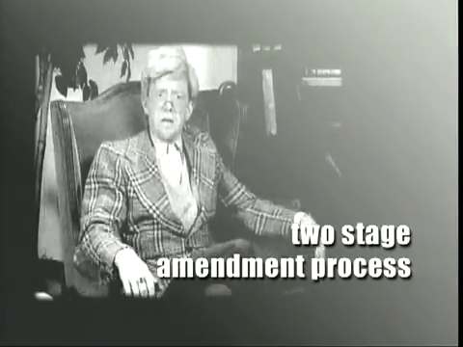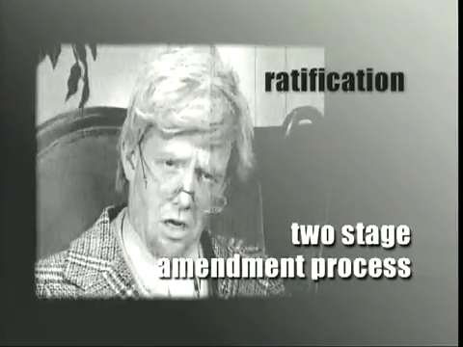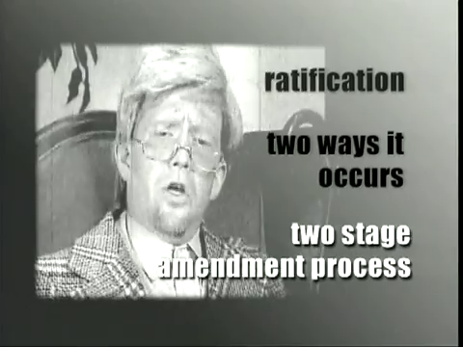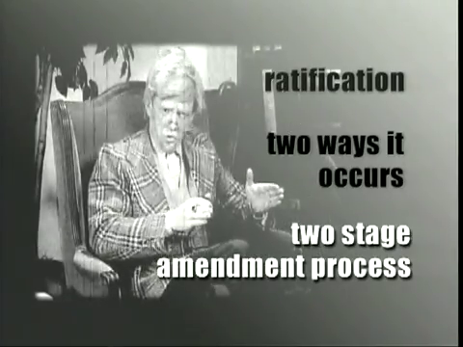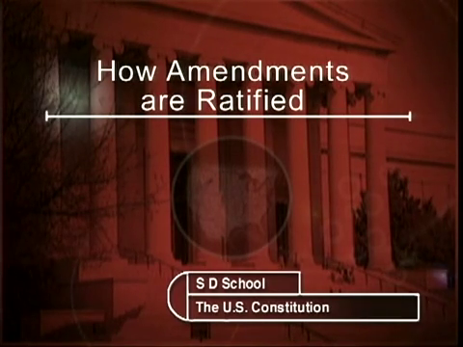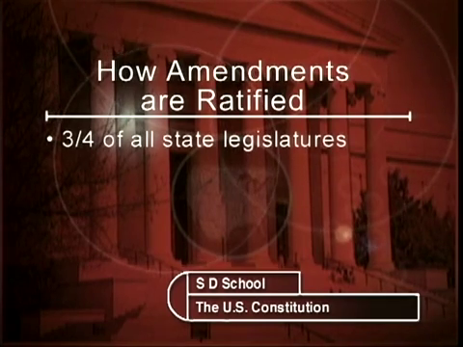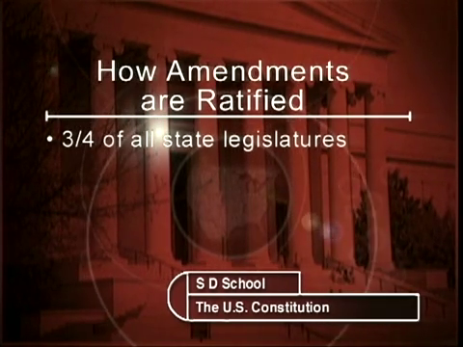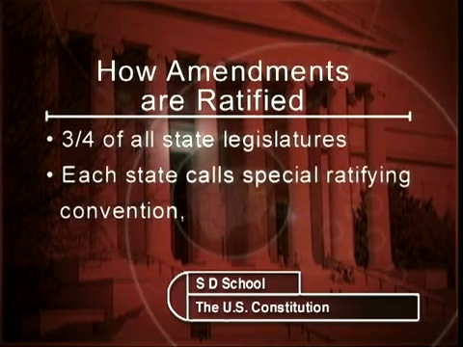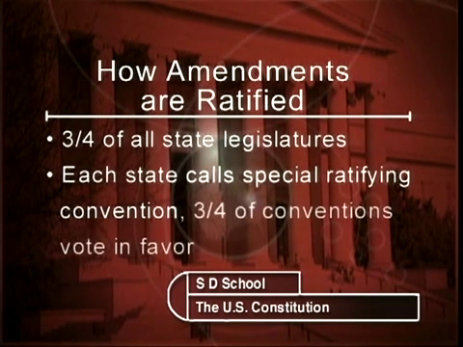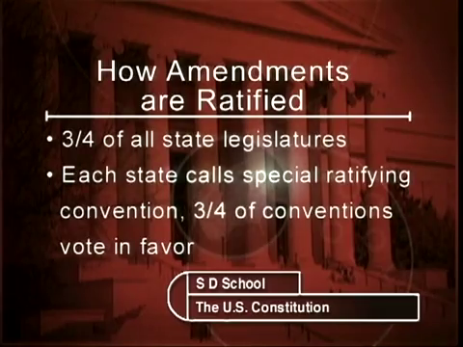The second half of the two-stage amendment process is ratification. There are two ways ratification occurs. Both ways rest squarely on the shoulders of the states. The first way constitutional amendments are ratified or approved is by a favorable vote in 3/4 of all state legislatures. The second way is for each state to call a special ratifying convention. If 3/4 of all these state conventions vote in favor of the amendment, then the amendment is in.